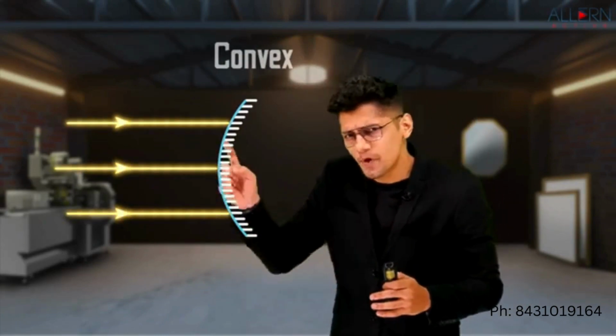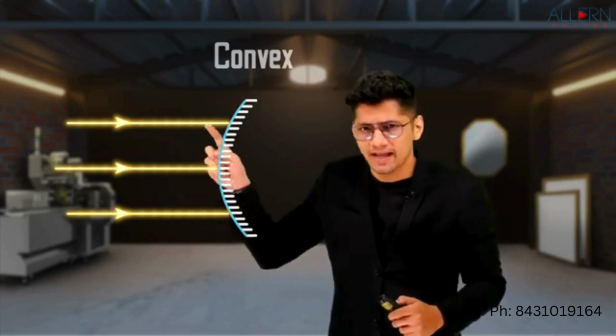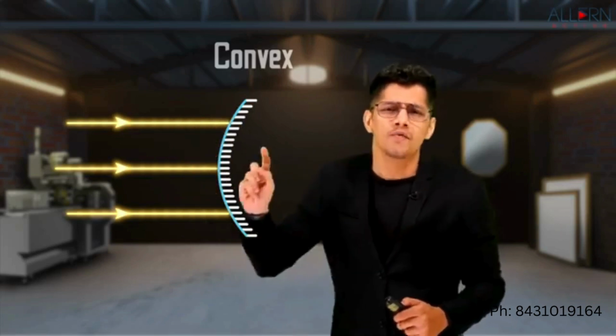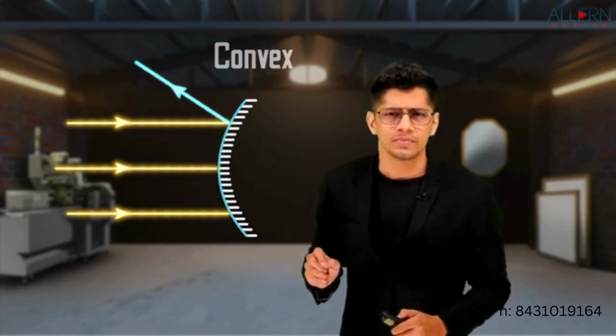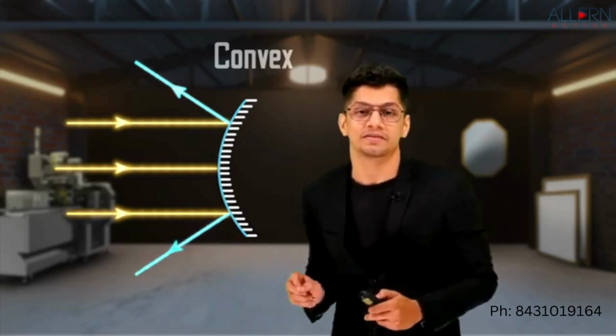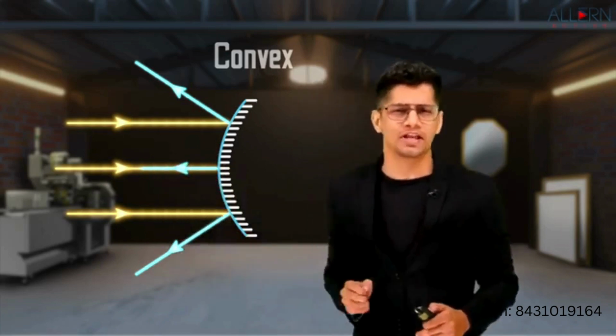Now, due to the shape of this mirror, what do you think will happen? This parallel ray of light, will it get reflected in the upward direction or downward direction? Obviously, upward direction. Similarly, this ray of light would get reflected in the downward direction, and this particular ray will get reflected back in the same direction.